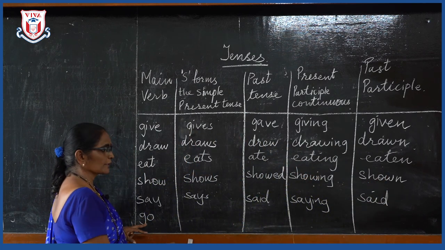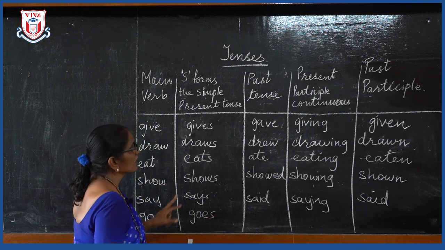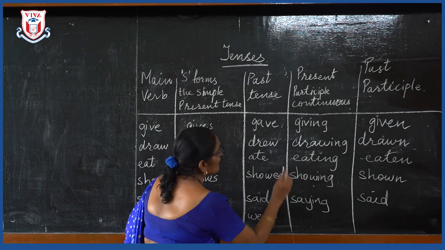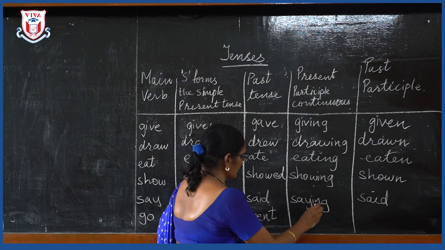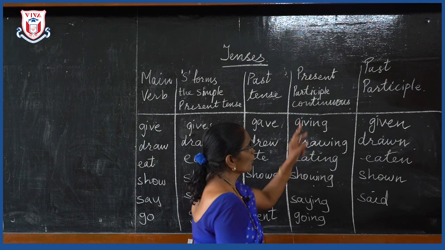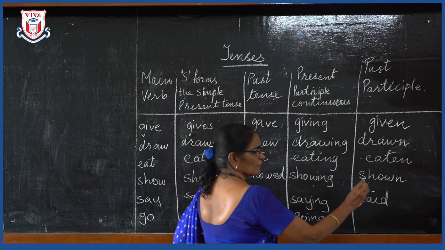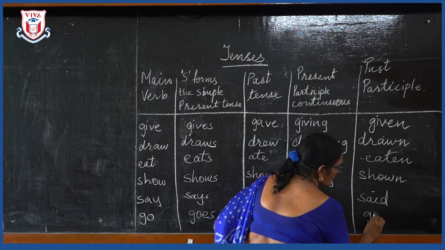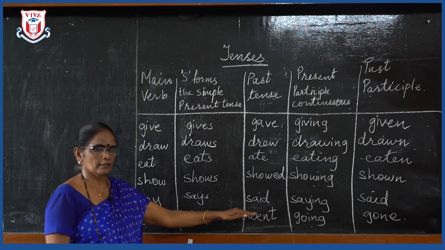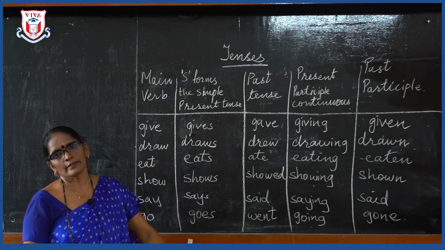Okay, now the third one, go, goes, G-O. Yes. Past tense, went. And present participle or continuous will become going. And what is the past participle of go? Will be gone. Understood? If you learn this table by heart, it will be very easy for you to change from one to another tenses.